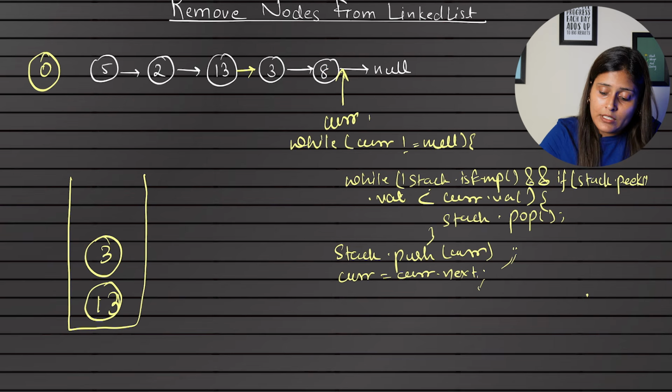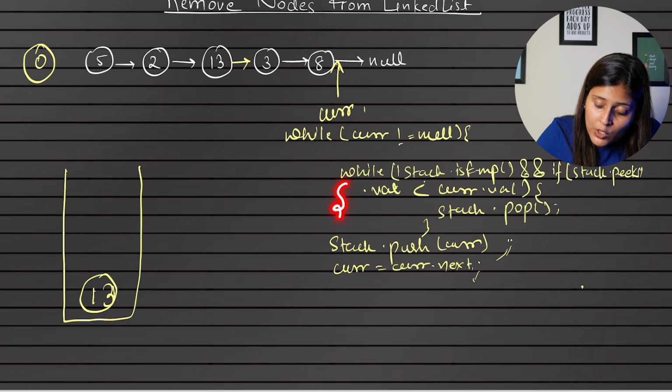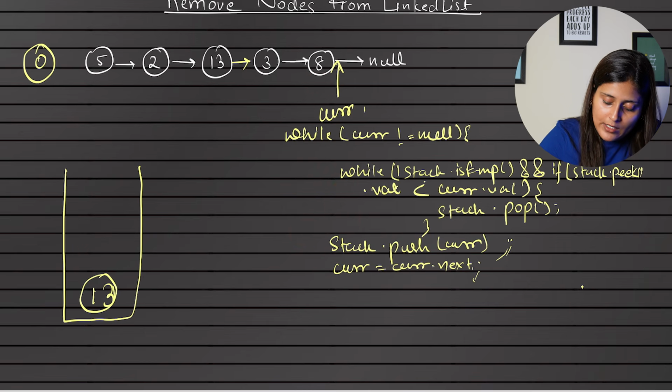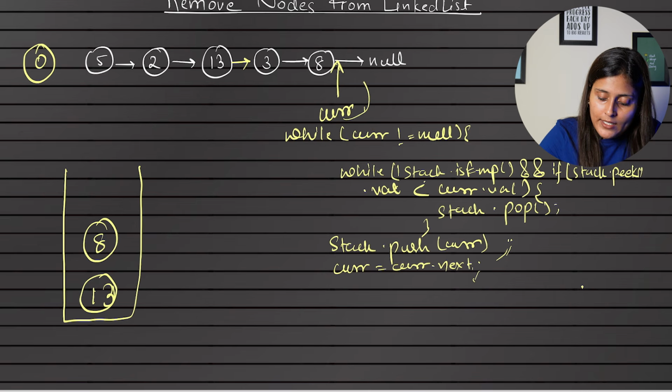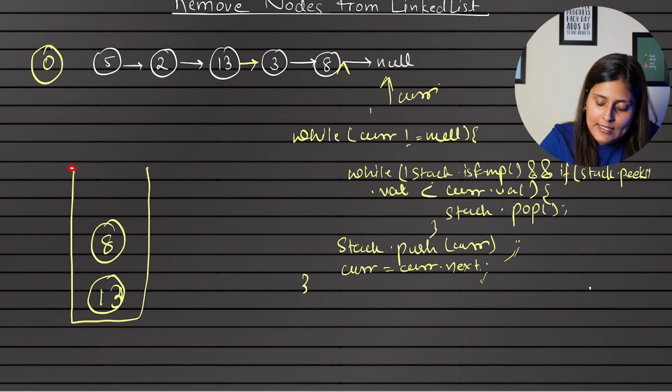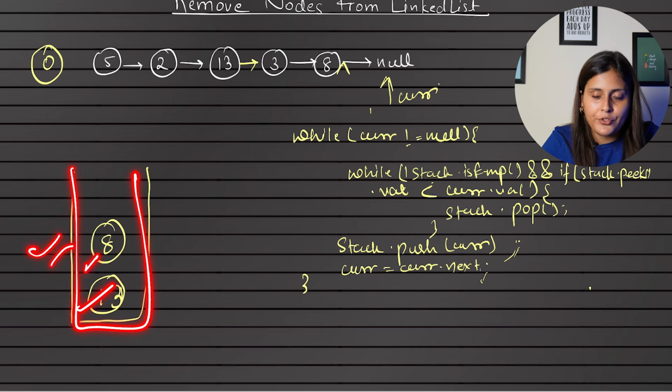Again we'll check, is this null? No. Is my stack empty? No, it's not empty. Is the stack dot top value smaller? Yes. So we need to pop it. Again for 13 also we'll check, is this smaller than 8? No, it's not. So the inner while loop will stop, and coming outside we will insert our current node in the stack. So 8 will get inserted. Now again we'll move our current ahead, and now the current will become null, so we come outside the while loop. Done. So in the stack what we have? We have 8, we have 13.